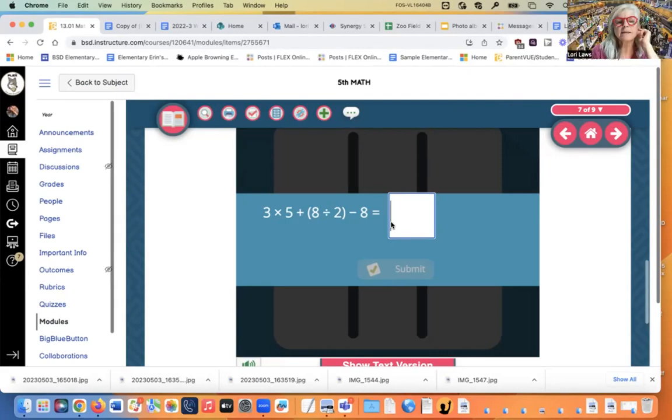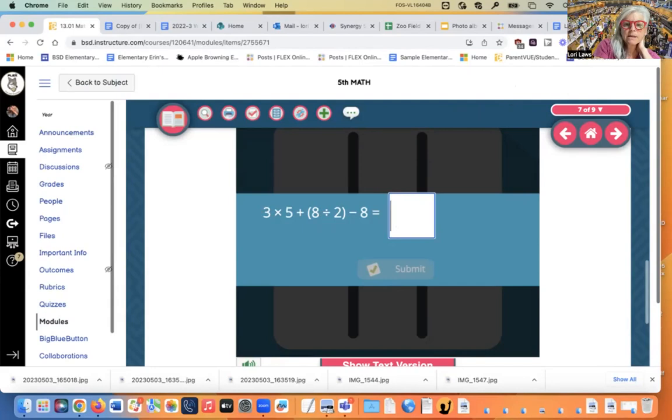Parentheses first. Then multiplication. So what is 8 divided by 2? 4. What are we going to do next? And then do 3 times 5, which would be 15. 15 plus 4 is 19.